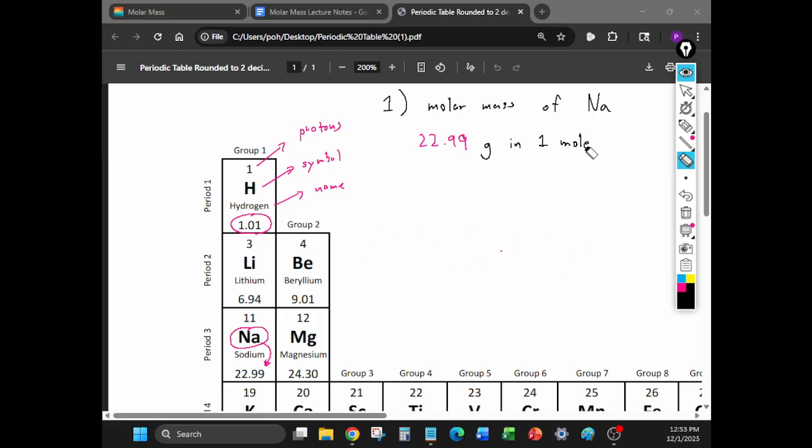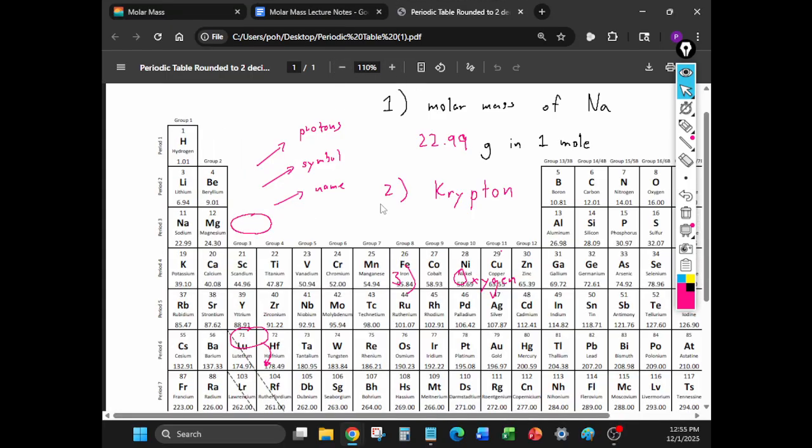All right, so let's have you try 2 more on your own just to make sure that you guys got it down. For number 2, I want you to find the molar mass of krypton. And for the third one, I want you guys to find the molar mass of my favorite, oxygen. All right, guys, so let's go over these 2, and then we'll move on to the next topic.